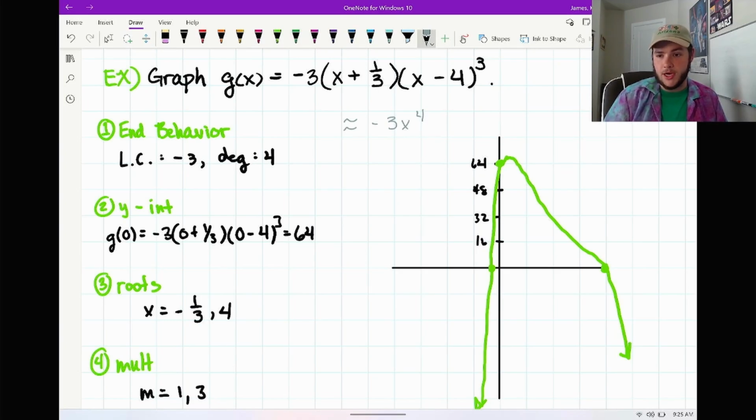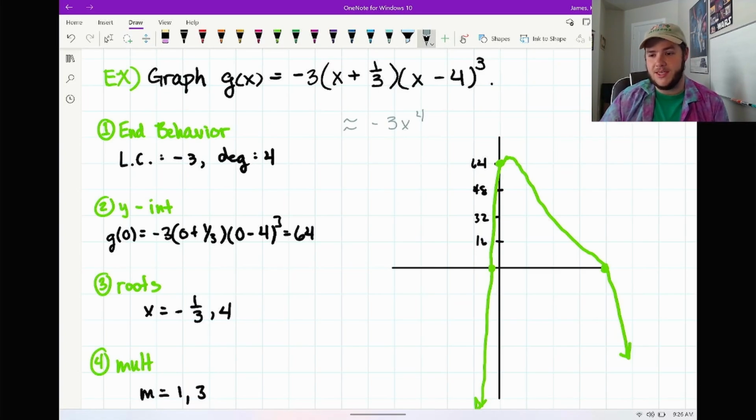I only have 1 copy of x plus 1/3, so it's 1. And I have 3 copies of x minus 4, so it's 3. That tells me at this root I cross, and at this root I cross. And you may be wondering at this point, so what happens in between? The answer is, without going to Calc 1, we don't know what's happening in between exactly. And even with that information, it can be awfully difficult to tell.